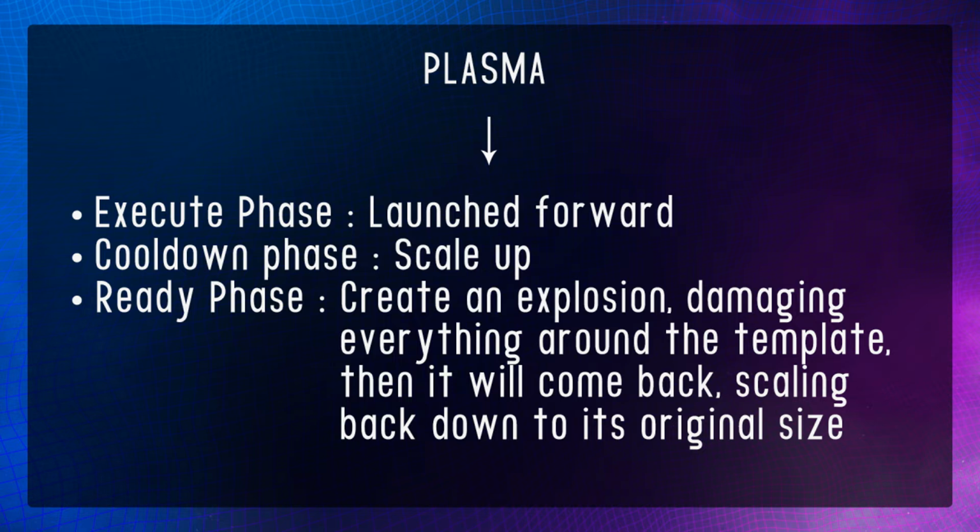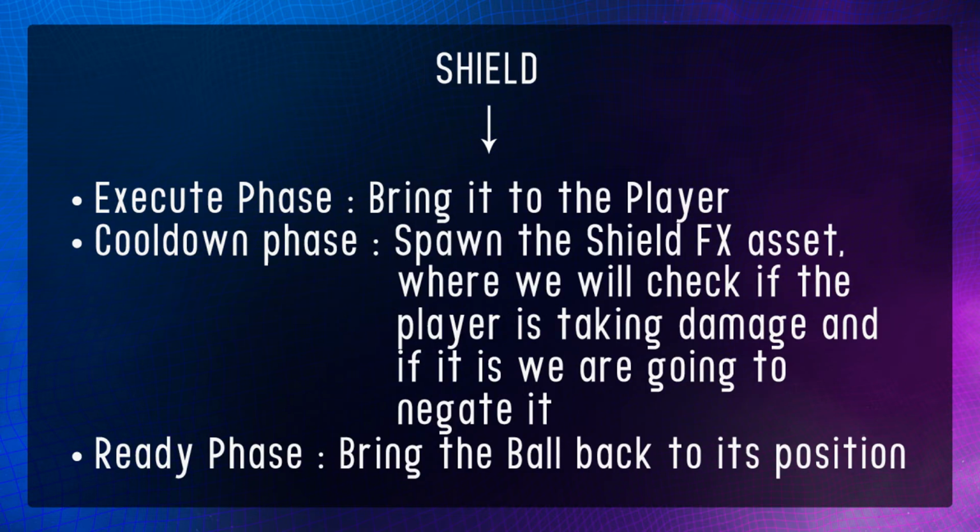In the cooldown phase it will scale up. Then, in the ready phase, it will create an explosion, damaging everything around the template, and finally it will come back, scaling back down to its original size. For the shield use instead, we will change its position, bringing it to the player. Then we will spawn the shield effects asset, where we will check if the player is taking damage, and if it is, we are going to negate it. And lastly, we will bring the ball back to its position, resetting everything.